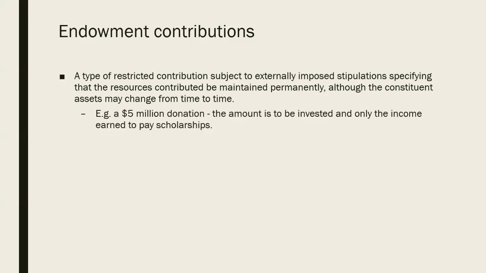The example here might be, say, the not-for-profit organization gets a lump sum donation, say $5 million, and the donor specifies that this $5 million must be invested in, say, some income-bearing securities, and only the income earned from the investment may be used, say, to pay scholarships. So because the 5 million donation cannot be used at all by the not-for-profit organization, it represents an endowment.